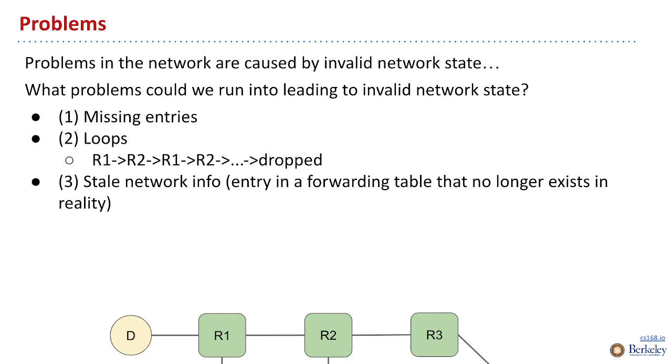Then someone else mentioned loops, and this is exactly a problem. We can get into a situation where two routers think that they are each other's next best hop. But in that case, the packet's never going to make it. And that is a problem because, starting from those nodes, you can't get to your destination. And finally, I think you mentioned this stale network information, where not everyone knows about a failure that's happened.